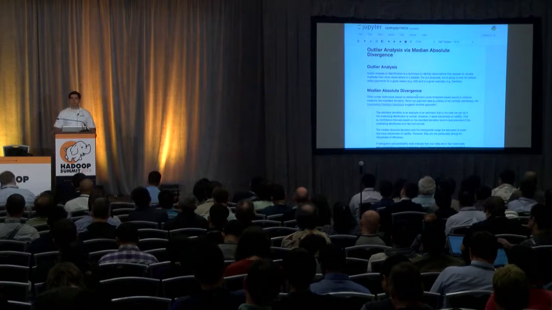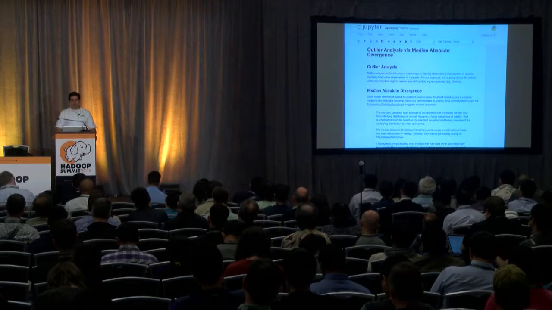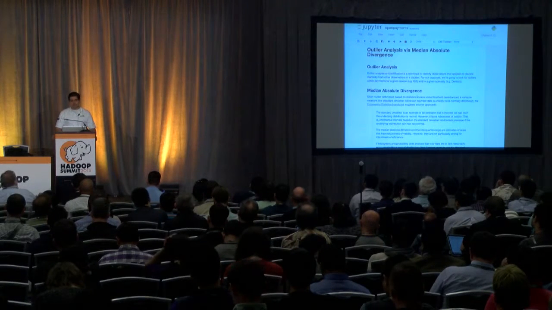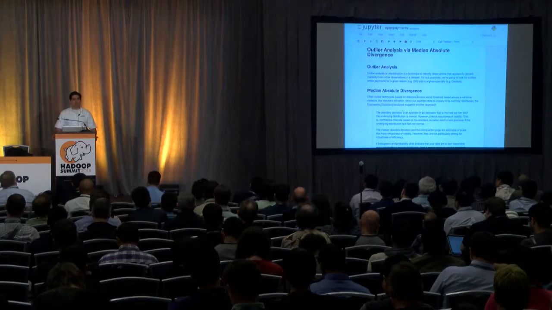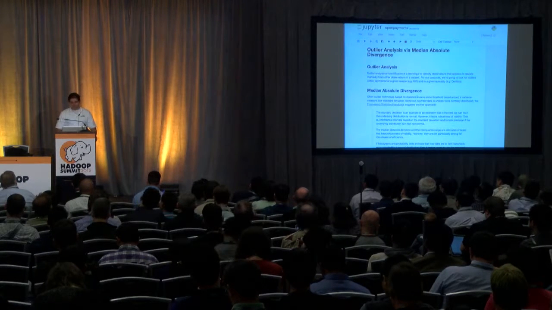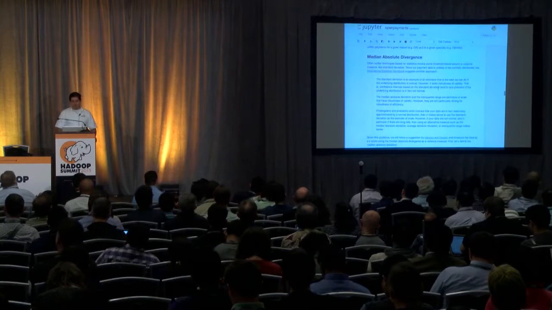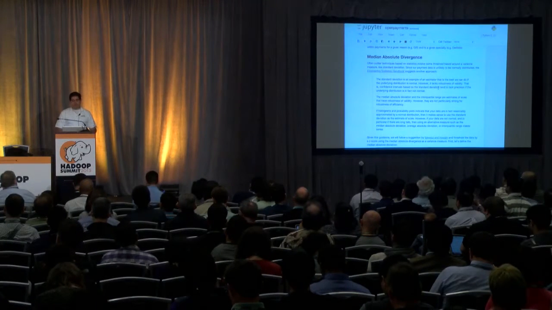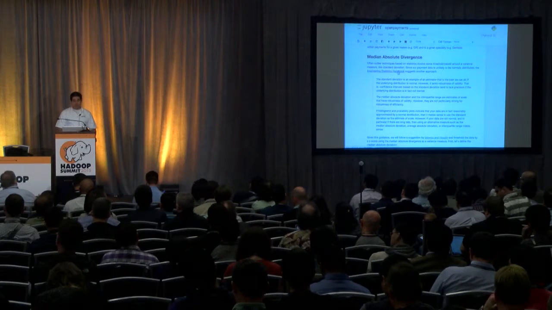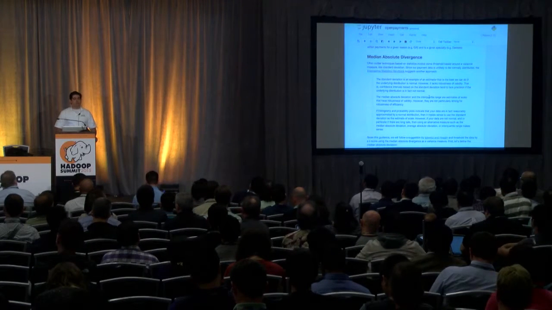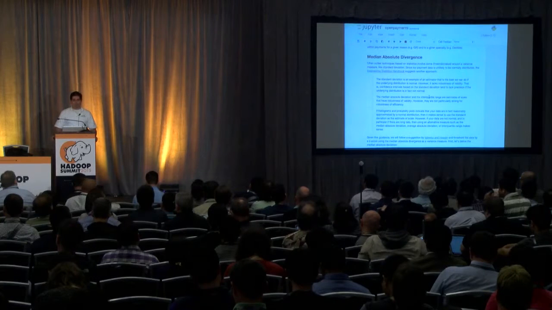Instead, I wanted to go one step beyond that and use median absolute divergence. It's sort of the standard next step there. It's in the official engineering statistics handbook from NIST, from the government. So it's been around forever, and I actually like it quite a lot.